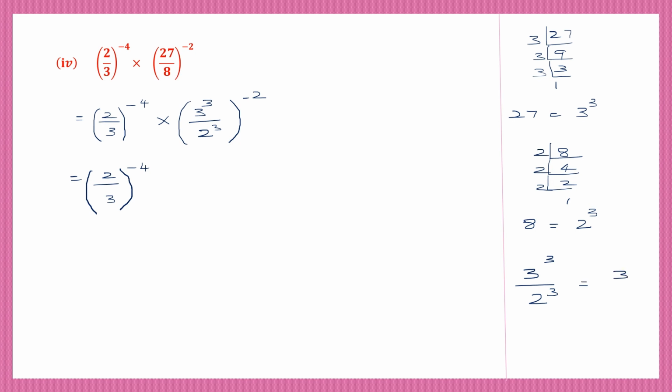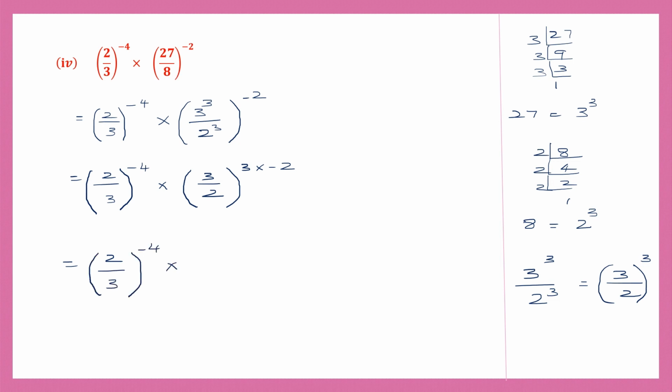We can write it as 3 by 2, the whole thing raised to the power of 3. So let's write that here. So into 3 by 2, the whole raised to the power of 3, but remember this is also raised to the power of 2. That means we can multiply the powers. So this is 3 into minus 2. So this becomes 2 by 3, as there is no change in this one, into now 3 by 2, the whole thing raised to the power of 3 into minus 2.